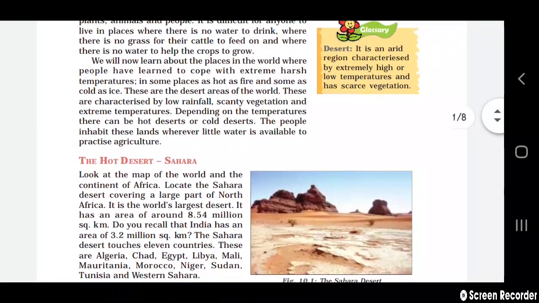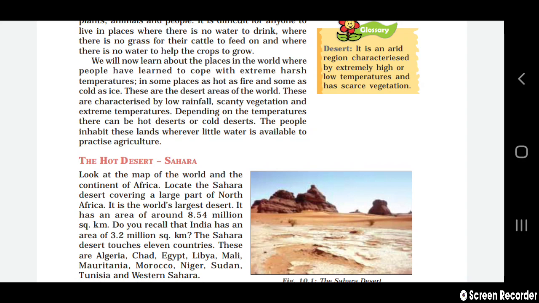In some places you can see it is hot as fire. There are very hot places like deserts, the Thar Desert in Rajasthan, and some cold places that have icebergs, like the Himalayas. There you can see very many icebergs.